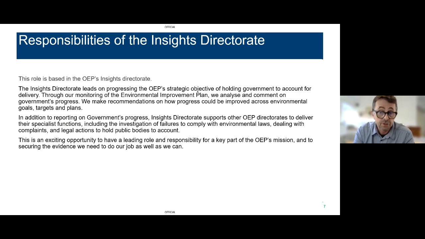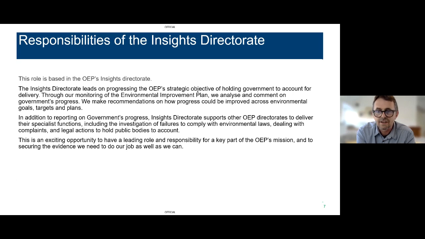We also produce our own analytical assessments. So one of our key roles is holding government to account for progress on the Environmental Improvement Plan, this 25-year generational scale commitment. And the Insights Directorate leads on that role, both in England and in Northern Ireland. So we're established in Northern Ireland as well. So one of the jobs here is going to be making a major contribution to that work in Northern Ireland, and Tim, my colleague, will tell you about more of that in a moment. So it's a combination of roles where we're supporting all of the technical work across the organisation and then leading on a number of evidence and analytical functions for the organisation in our own right.